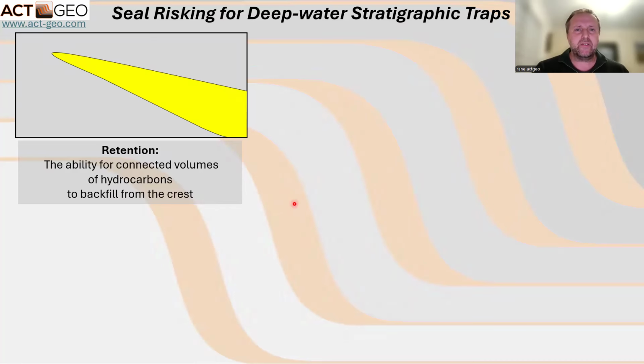So retention, as I said, is really the key risk. And again, what's the definition? It's the ability for connected volumes of hydrocarbons to backfill from a crest. So they go to a crest and then they backfill. That's what retention is.